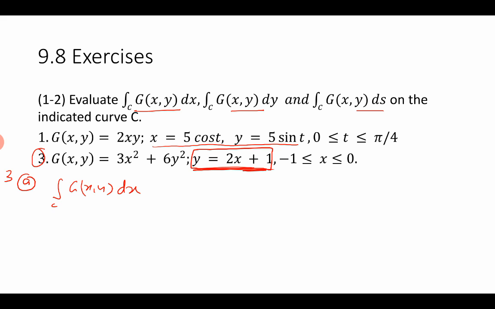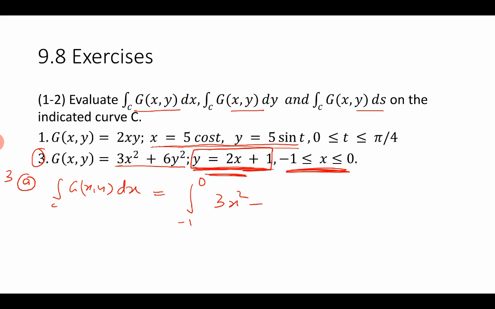Implicit means it should be defined like x square plus y square, so that one is an example of an implicit function, right? Here y is a function of x, which is explicit form, right? Now when y is given as an explicit function and the relation between y and x is given here, not a parametric form, you have to replace y values everywhere. The limit of x is given, so we are integrating from negative 1 to 0. Everything is going to be in x.